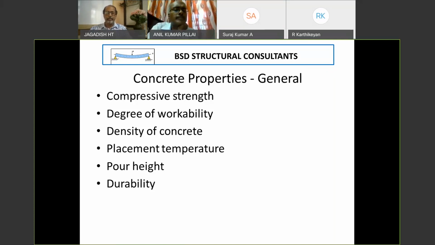The last is durability. Of course, it's very well defined in IS code. The durability depends on the exposure criteria, right, from mild to severe and extreme severe conditions. So based on that durability criteria, minimum cement content is mentioned, water cement ratio is mentioned in the IS code. Follow it, it works.